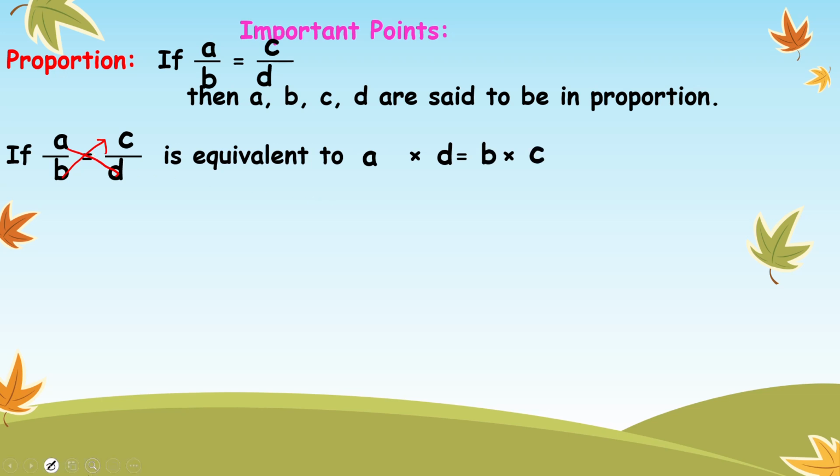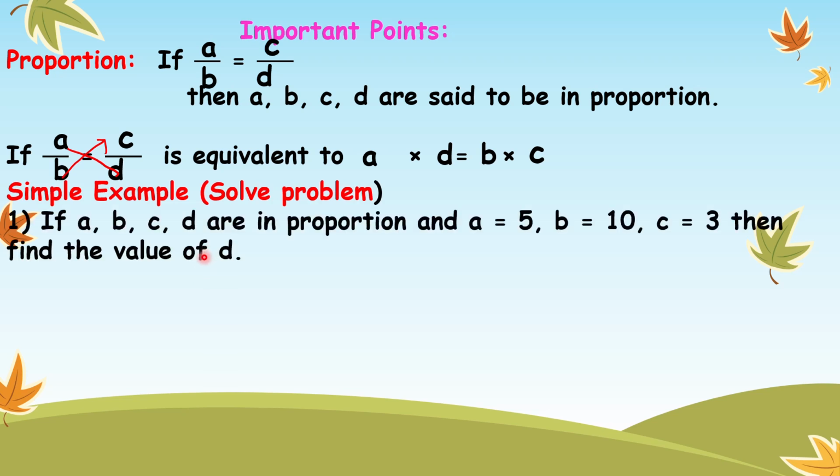That means if A, B, C, D are in proportion, then we say that the first number divided by second number is equal to third number divided by fourth number, or A into D is equal to B into C. Solve example. If A, B, C, D are in proportion, and if A is equal to 5, B is equal to 10, C is equal to 3, then find the value of D.